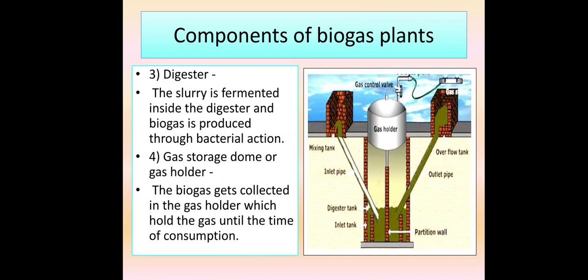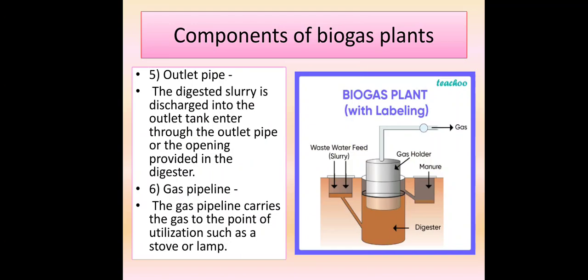Fourth, gas storage dome or gas holder. The biogas gets collected in the gas holder which holds the gas until the time of consumption. Fifth one is outlet pipe. The digested slurry is discharged into the outlet tank through the outlet pipe or the opening provided in the digester. Sixth, gas pipeline. The gas pipeline carries the gas to the point of utilization such as a stove or lamp.